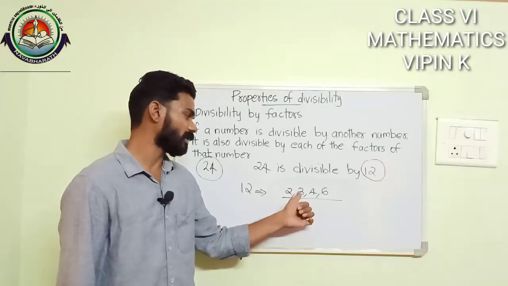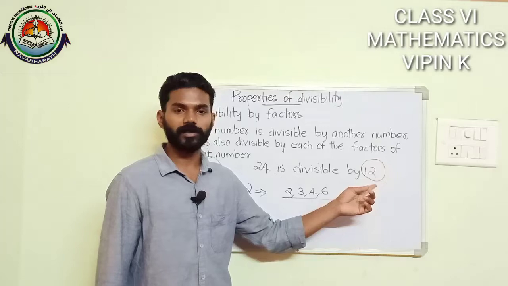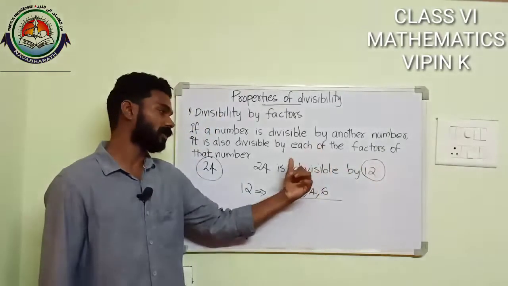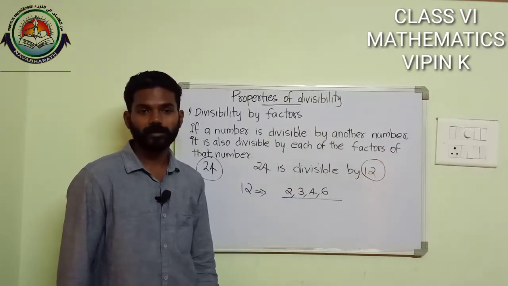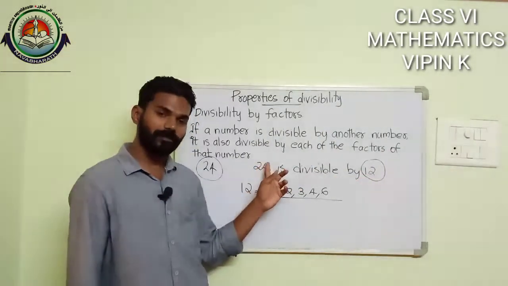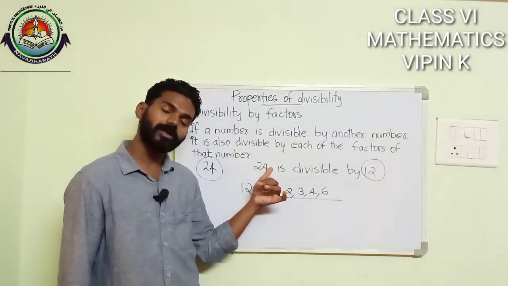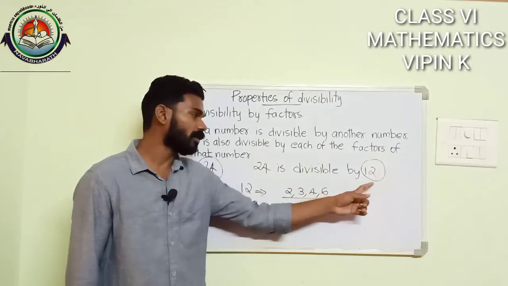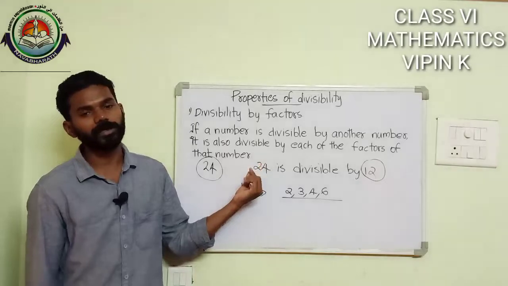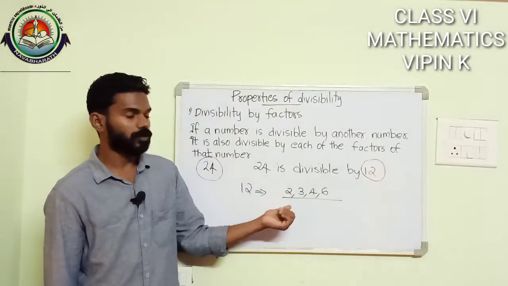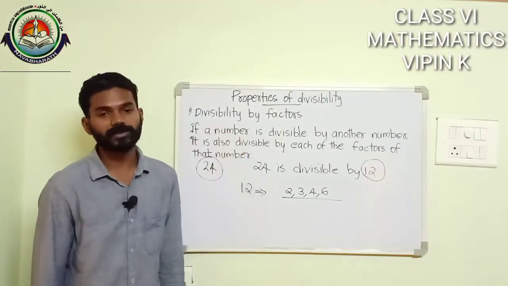Why? Because all these 2, 3, 4 and 6 are factors of 12, and the number 24 is divisible by 12. So if the number 24 is divisible by 12, then the same number 24 is divisible by all the factors of 12, which means the same number 24 is divisible by 2, 3, 4 and 6 also. Okay, this is the first rule.